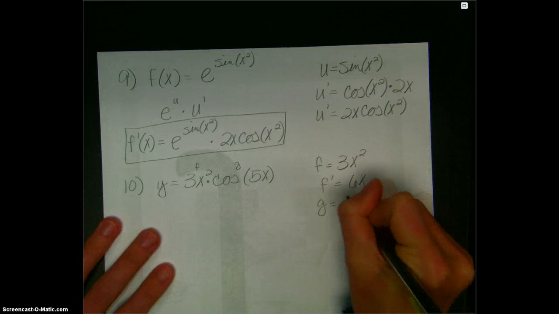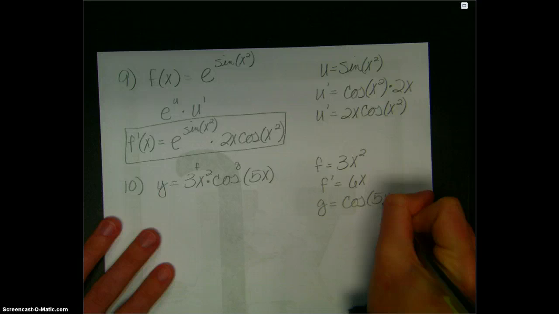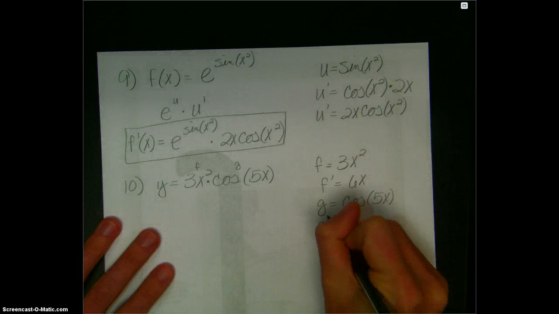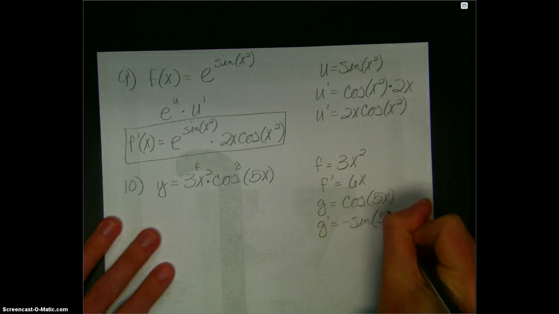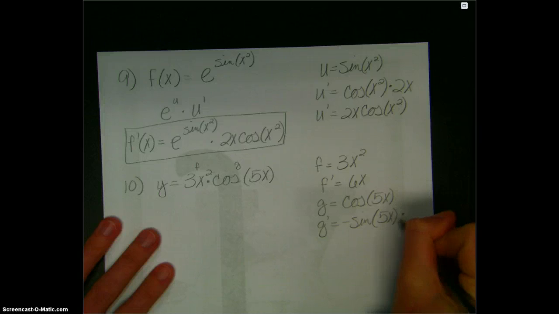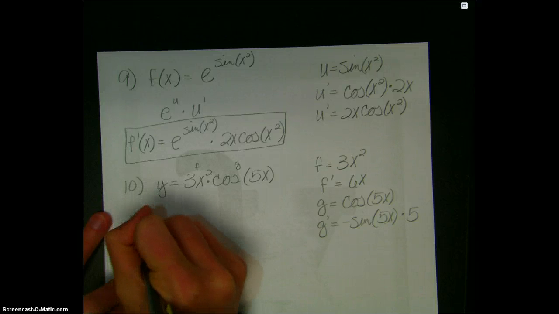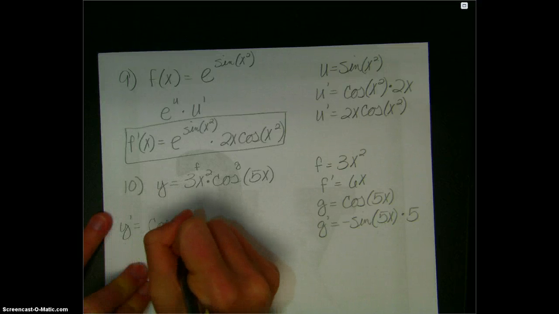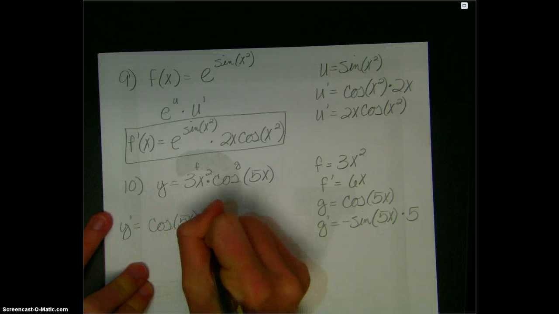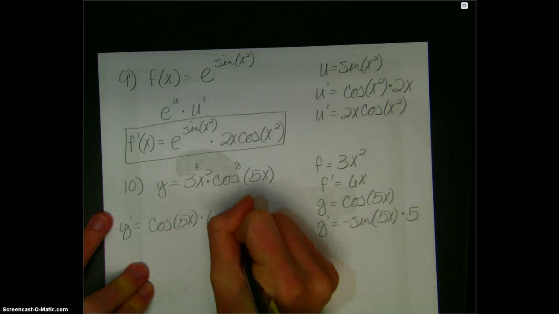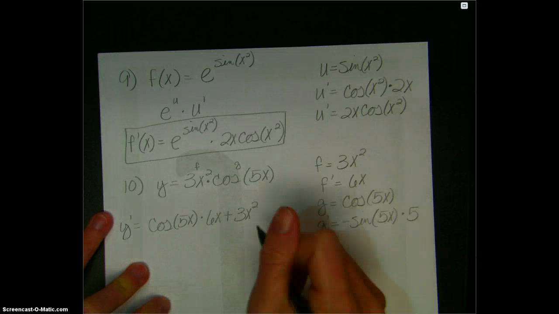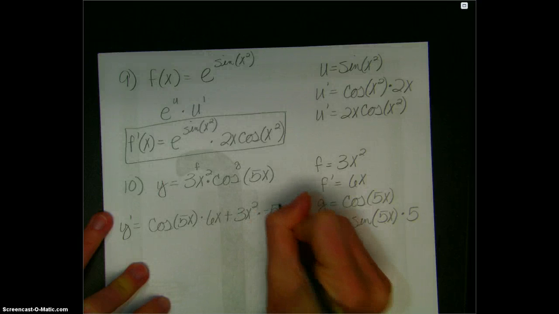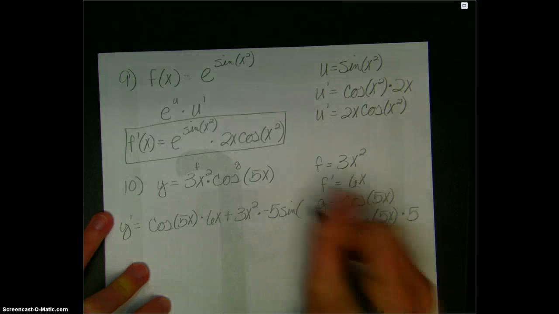And g is going to be the cosine of 5x. And watch my chain rule here. G prime, the derivative of cosine is going to be negative sine. I'm going to keep my 5x the way that it is, and then I'm going to multiply by the derivative of 5x, which is 5. All right, so using my product rule, I'm going to have g times f prime, 6x, plus f, and then g prime, I'm going to go ahead and move that 5 up to the front, so times negative 5 times the sine of 5x.